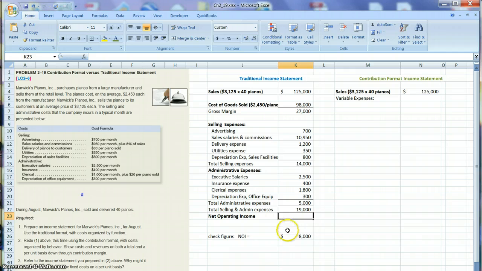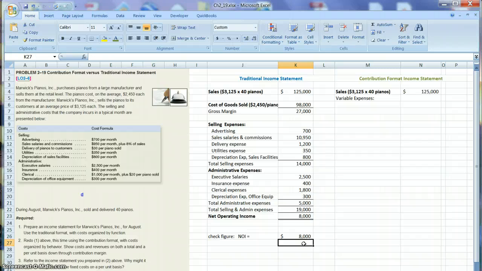I am working my way to calculating net income, and notice that I abbreviated it as NOI, and I put a check figure there, 8,000. In order to calculate net operating income, remember this is an income statement. I'm going to take my gross margin, which is already, the markup that we calculated, and I'm going to subtract this 19,000 total selling and admin. And I got my 8,000, which was what I was anticipating.